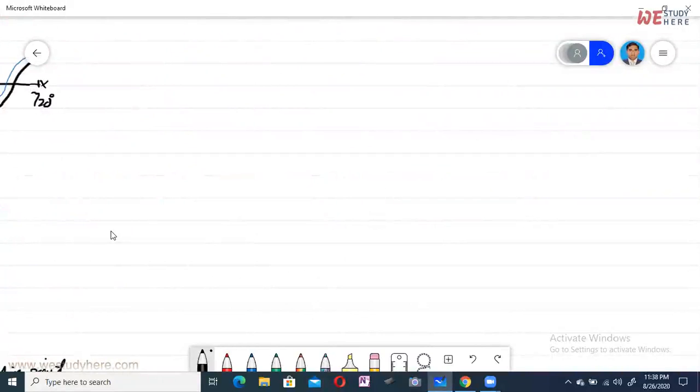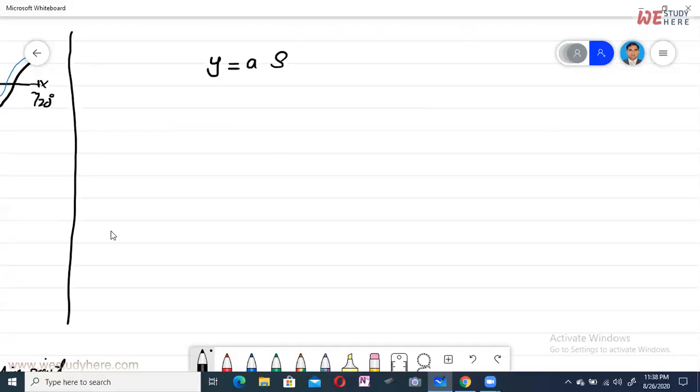Suppose we have y is equal to a sine bx plus c. Then what is a here, what is b, and what is c here? What are these constants?